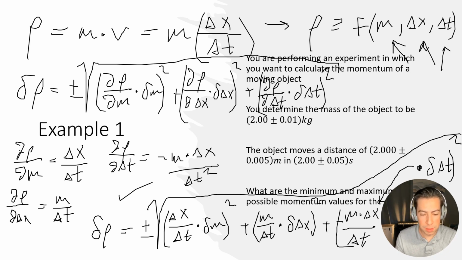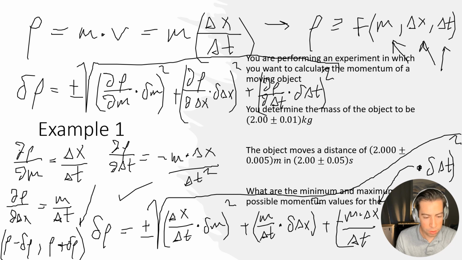So if I wanted the maximum and minimum values, I would just take this uncertainty, and I would do my momentum minus the uncertainty. So this would be my minimum, and then I'd take my momentum, and then I would add the uncertainty to get my maximum value, okay? So this is going to be our max min. Okay, so hopefully that makes sense, guys.